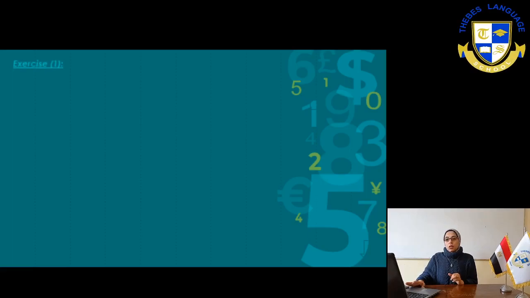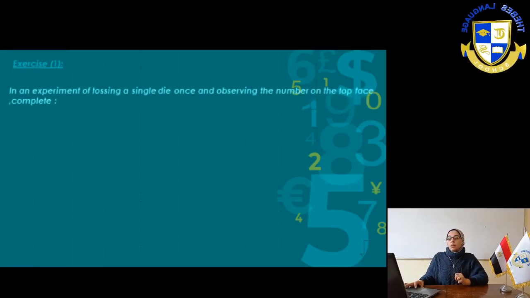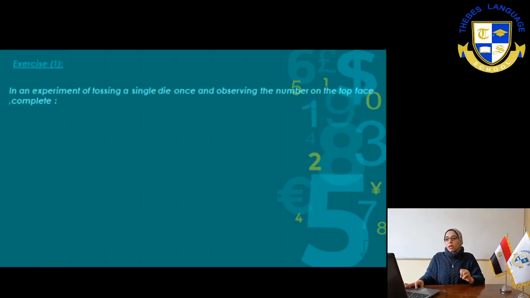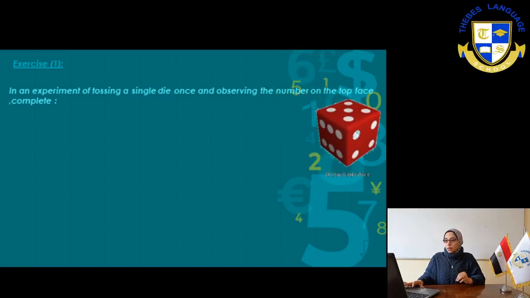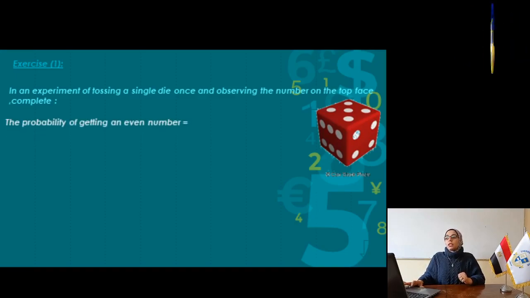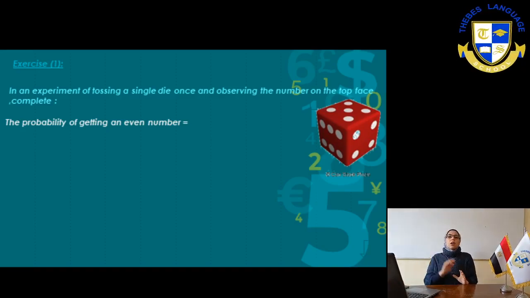We have an exercise. In an experiment of tossing a single die once and observing the number on the top face, complete. This is the die which we played the games with. The probability of getting an even number. Okay, the die has 6 faces because it's a cube. Each face has a number from 1 to 6. Okay, so how do we get the probability of an even number?